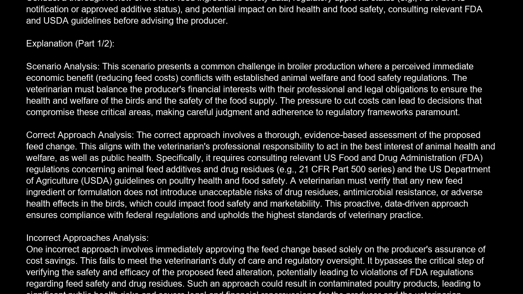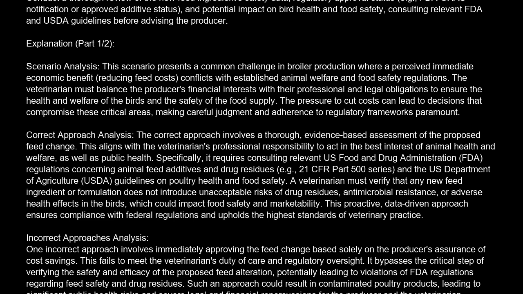feed costs, conflicts with established animal welfare and food safety regulations. The veterinarian must balance the producer's financial interests with their professional and legal obligations to ensure the health and welfare of the birds and the safety of the food supply. The pressure to cut costs can lead to decisions that compromise these critical areas, making careful judgment and adherence to regulatory frameworks paramount. Correct approach analysis.